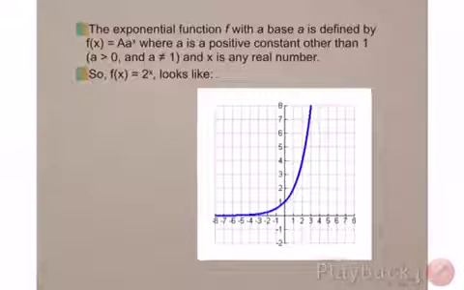Okay, so the exponential function f with the base a is defined by f of x is equal to a to the power of x, where a is a positive constant other than 1, so a is greater than 0 and a does not equal 1, and where x is any real number and x is the index. So for f of x is equal to 2 to the power of x, that's what it's going to look like.